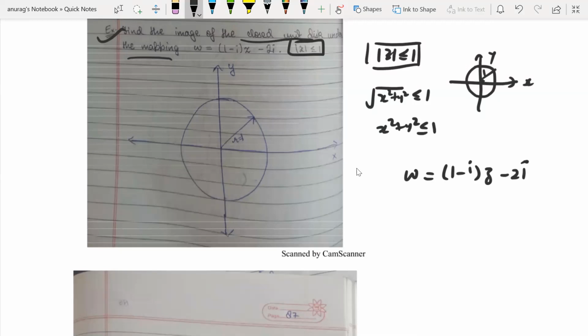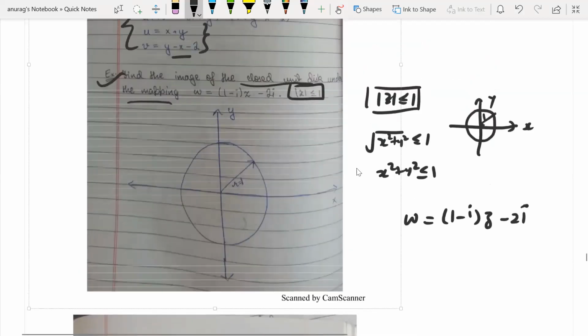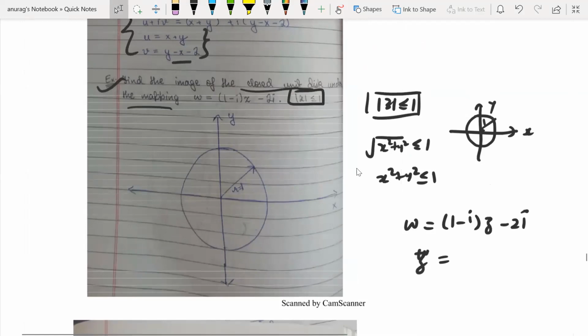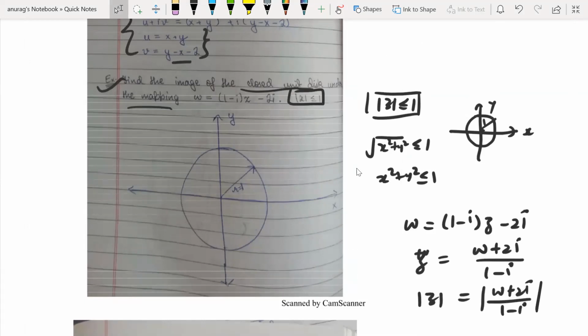We know the relation mod z is less than or equal to 1. So we will try to find the value of z here. So z will be w plus 2i over 1 minus i. Now take the mod z. Mod z will be mod of w plus 2i over 1 minus i, and this is less than equal to 1.